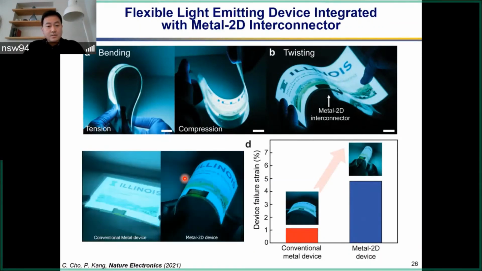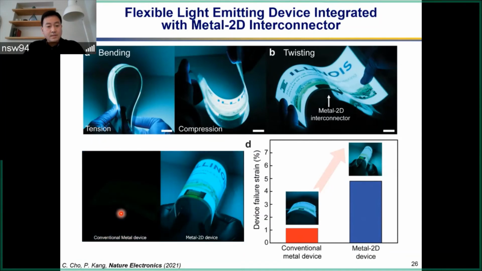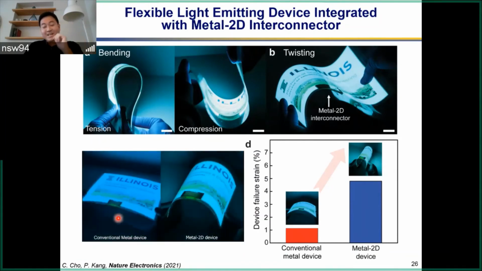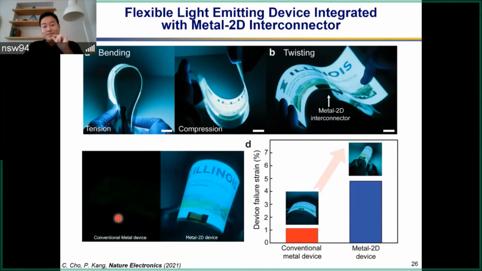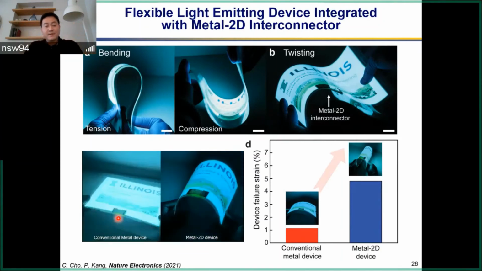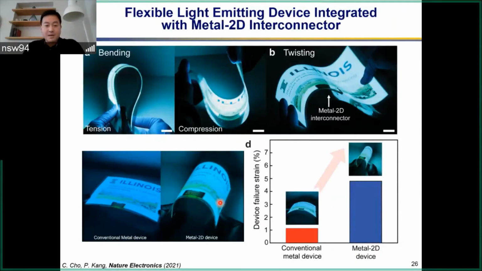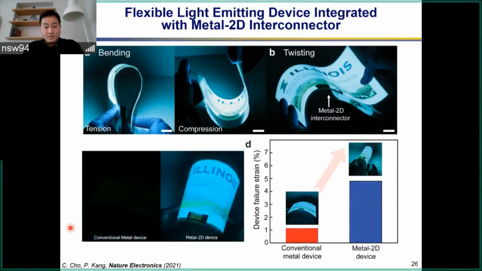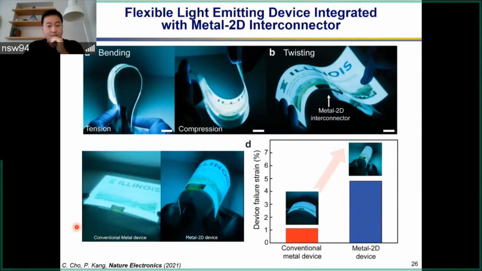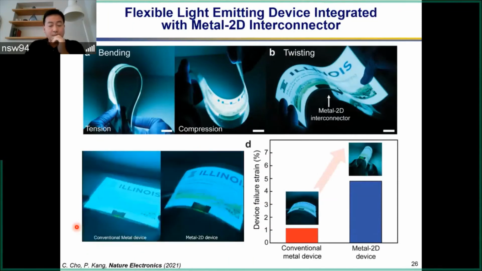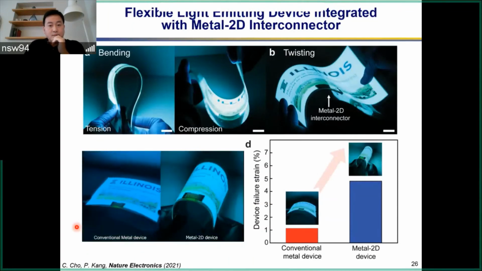So here it's showing you the difference. On the left, we made the substrate very, very thick. That's why just with side bending, it goes off in its luminescent power, whereas with our graphene underneath it basically remains very stable almost throughout this deformation.